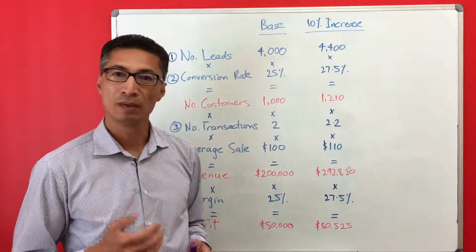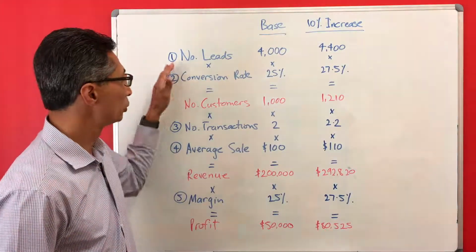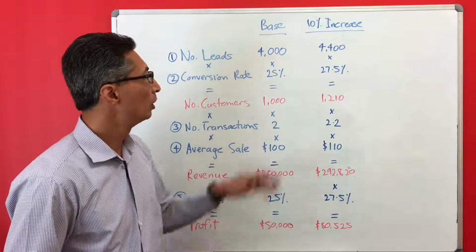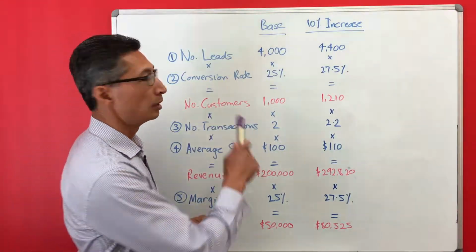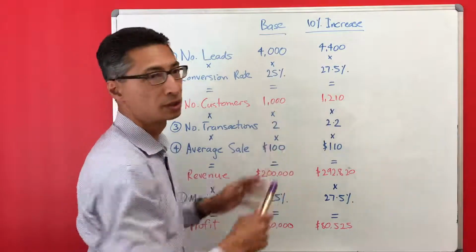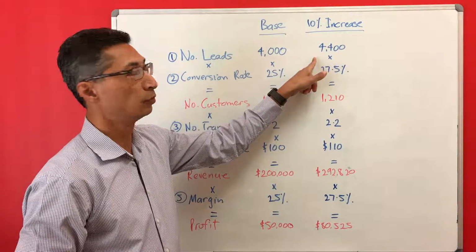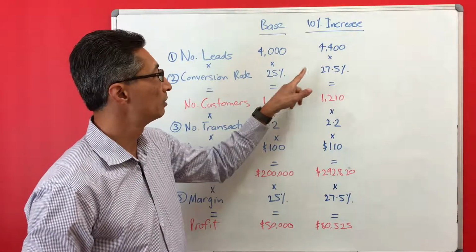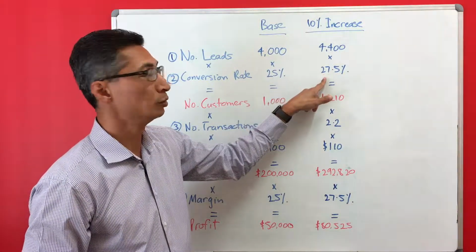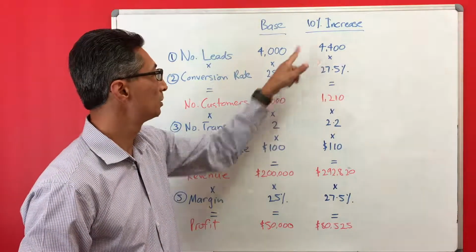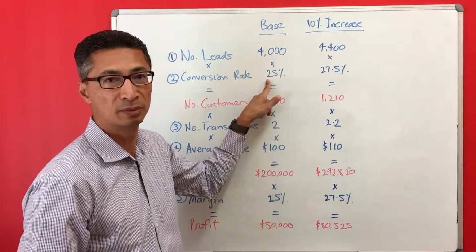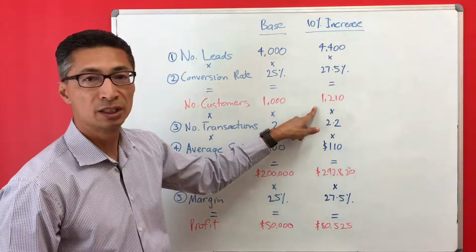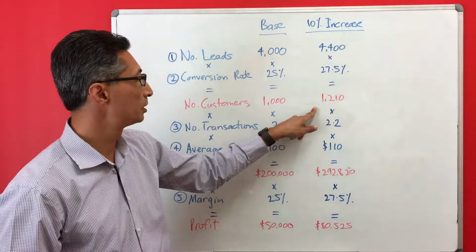So 10% is not a major increase. We can look at tweaking each of these 5 areas. There's tons of strategies, and I'm happy to share those with you on how we can increase each of these areas. But in this quick example, if we increase number of leads by 10%, we get 4,400. If we improve our conversion rate by 10%, that takes it from 25% to 27.5%. Okay, so 10% of 25% is 2.5%. Okay, so that's why we get 27.5. That then multiplies out to give us 1,210 customers instead of 1,000.